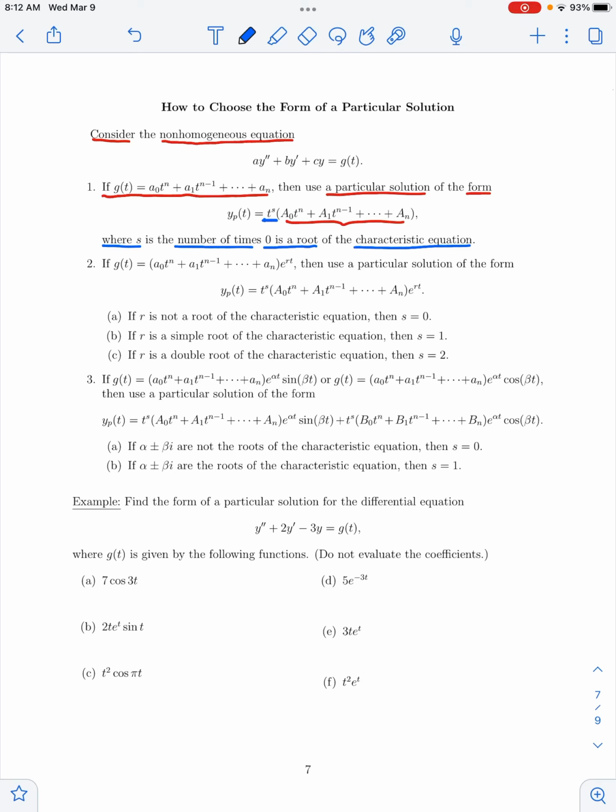So for instance, if 0 was a repeated root of the characteristic equation, our homogeneous solution would have the form c1 plus c2 times t. So I would have a constant and a linear term. And so my particular solution would then need to involve a quadratic or higher degree term. So I would multiply my nth degree polynomial by a t squared. And so on, where in general we multiply by t to the s power, where s is the multiplicity of the root 0.